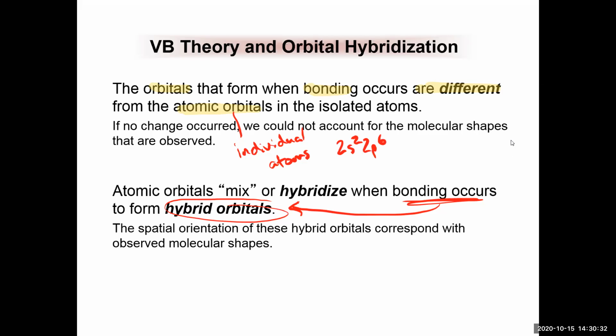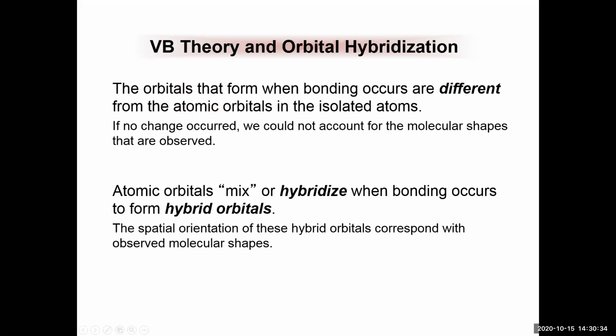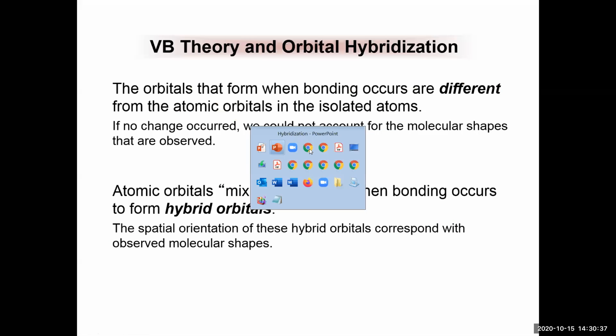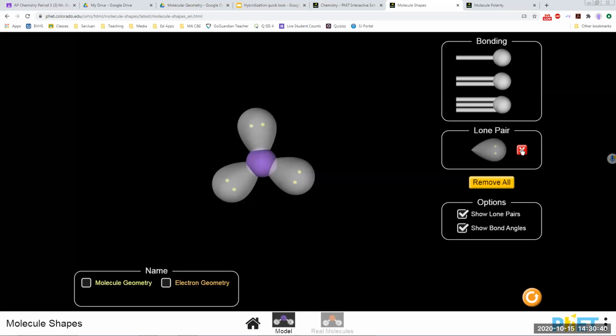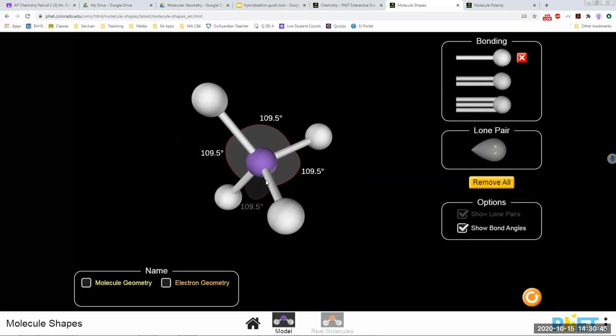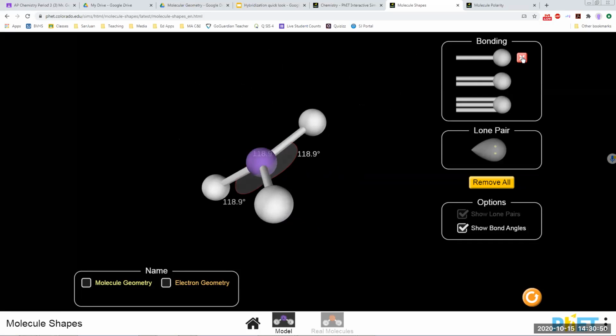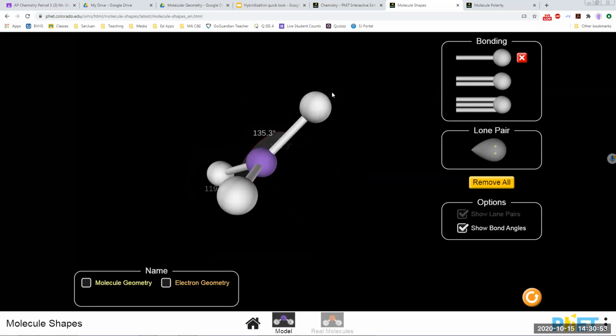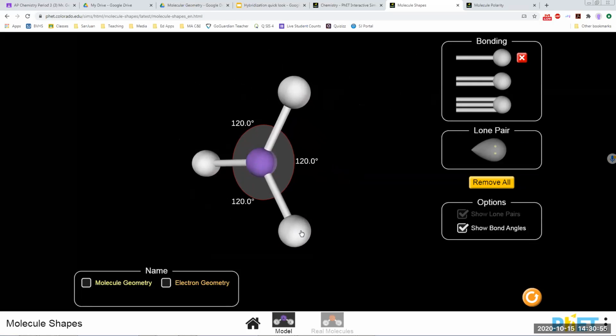So to jump to this really quick, and then I'll jump back to the slide in a second. If we set up methane, here's methane, it's assumed that all four of these bonds are going to be the same in methane. And if we set up a flat structure like boron trifluoride, all three of these bonds are going to be the same length and strength. These are hybridized bonds, and we're going to try and explain what these look like.